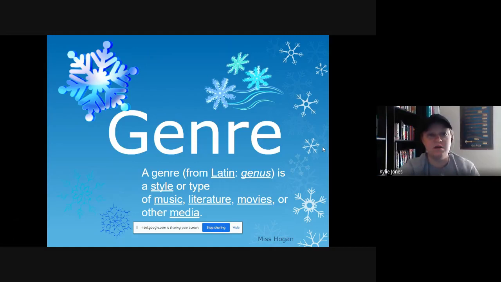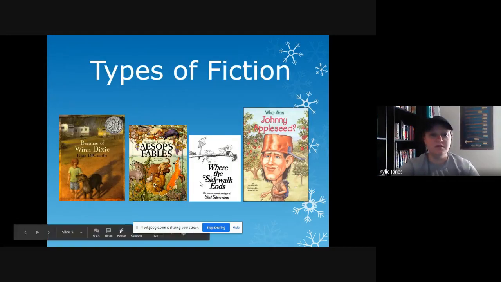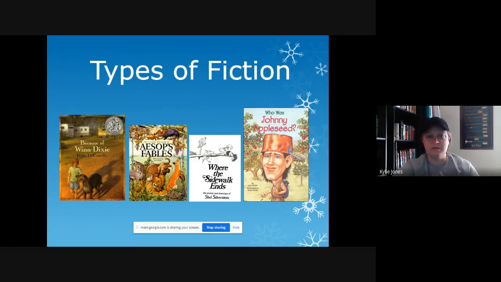So we're going to start with some types of fiction. These are a couple of books that are fiction. We have Because of Winn-Dixie, Aesop's Fables, Where the Sidewalk Ends, and Who Was Johnny Appleseed? So those are some fiction, but let's talk about some specific types of fiction first.